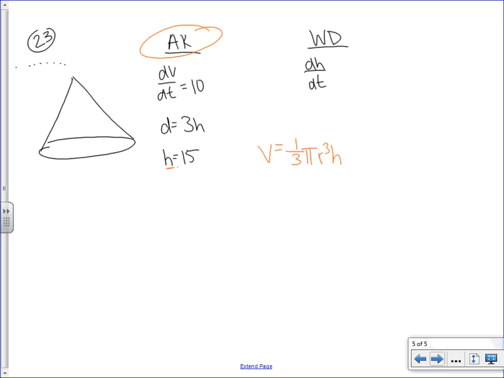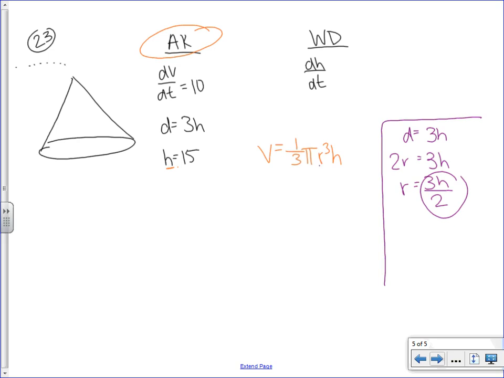However, if I come over here to Happy Math Land, remember d was diameter. And if the diameter was equal to 3 times the height, well, the diameter is really 2 times the radius. So now I do have an r, which is good because my volume formula includes r, so I know that r is going to equal 3h over 2, which is awesome because now if I plug this in here, I'm getting rid of my r, so I'm getting rid of my problem. So watch.